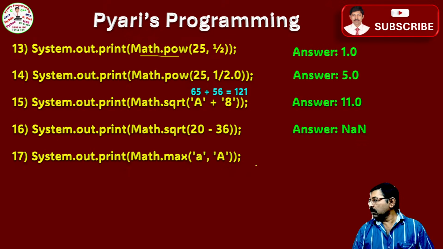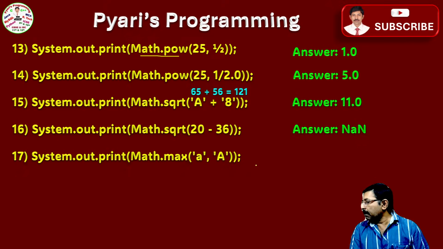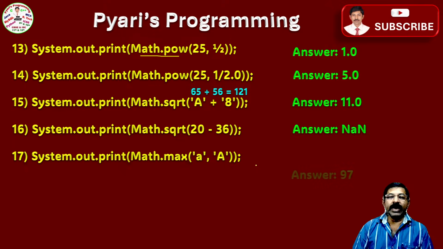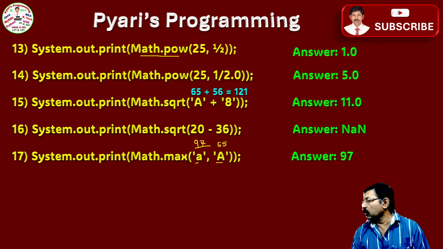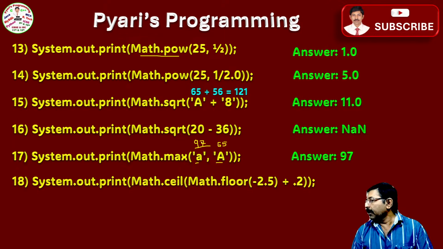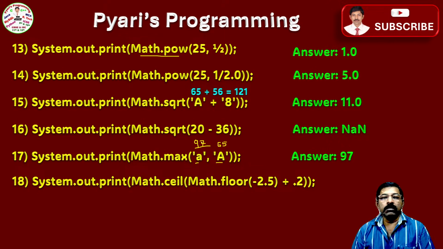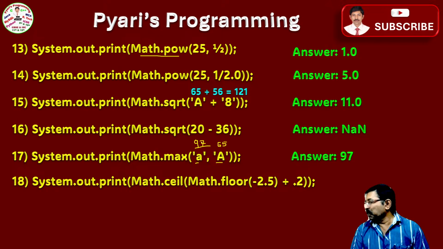97, yes. 98 कैसे आ रहा है? How is it 98, beta? This is lowercase a, this is capital A, and out of these two, this is 97 and this is 65, because it is implicitly going to convert the character to integer, because it takes integer as a parameter. Out of these two, 97 is the maximum, hence it is going to display 97. Somebody has given 98; for him the explanation is given.